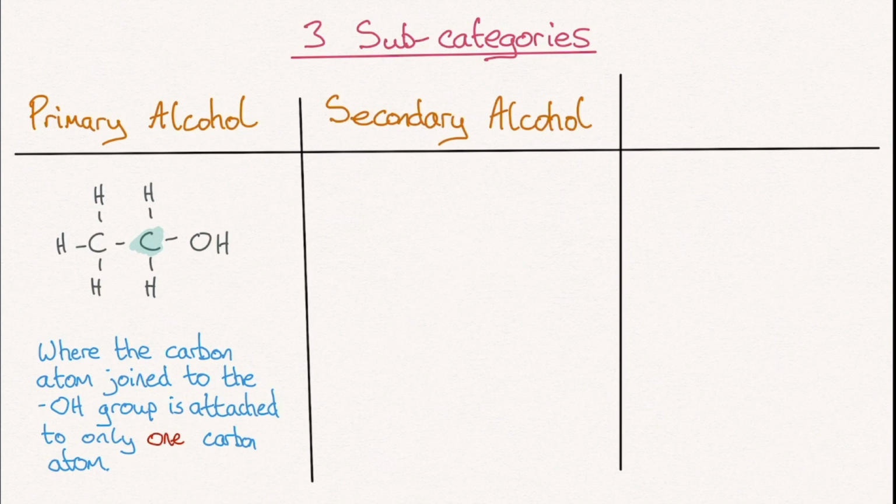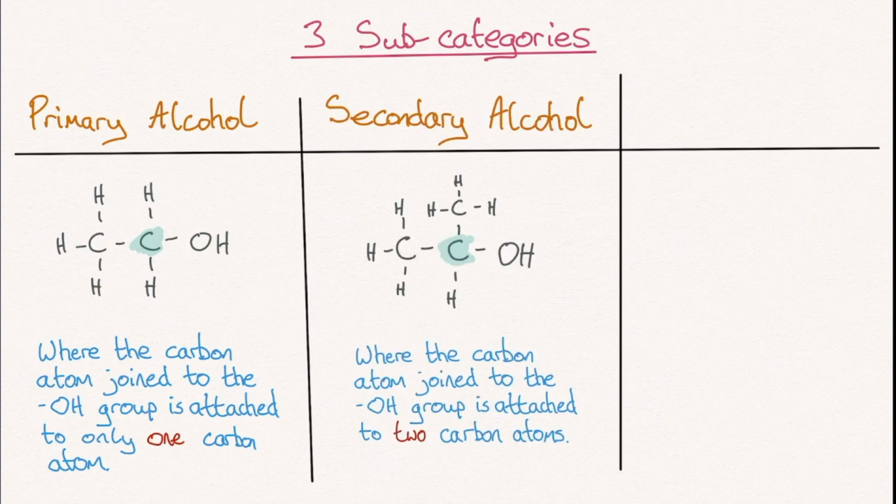Secondary alcohols are where the carbon atom attached to the OH group is attached to two other carbon atoms. For instance, in propan-2-ol, the carbon attached to the OH group has three other bonds. Two of these bonds are carbon atoms, so therefore it is a secondary alcohol.